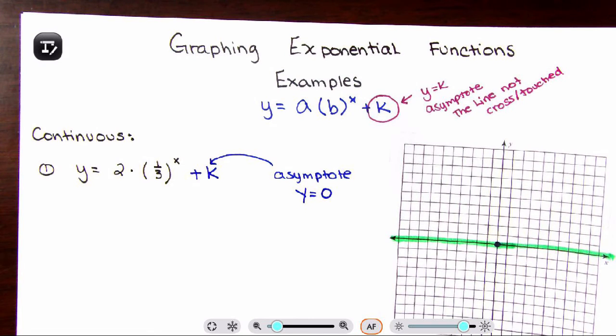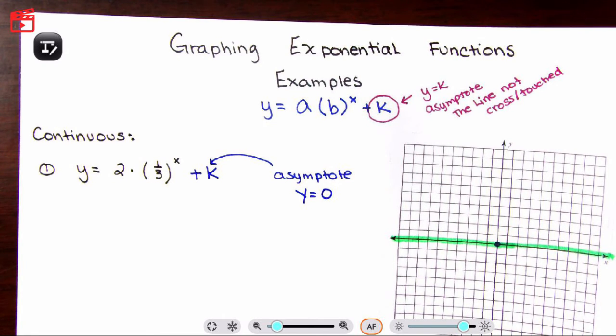Looking at the function, if you're in integrated math 3 with me, you know that the function is going to be an increasing function, or is it going to be a decreasing function? Ooh, let's think about this.